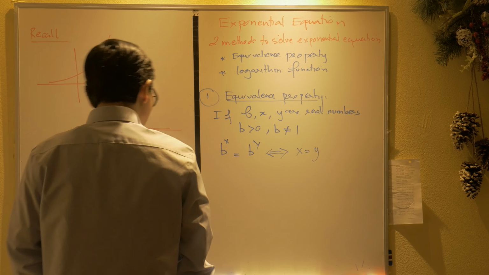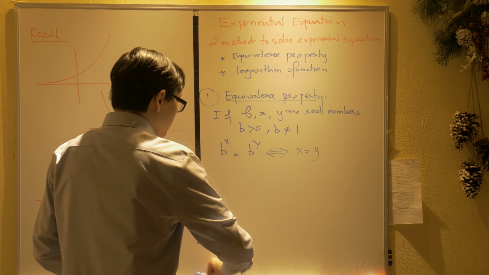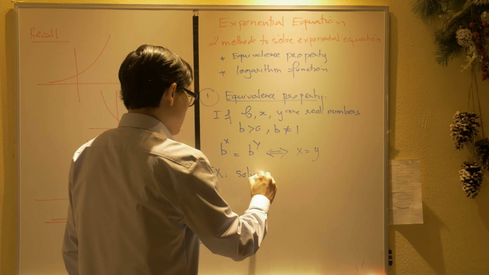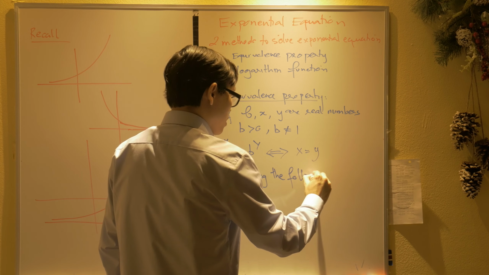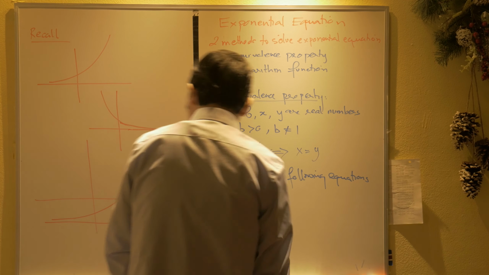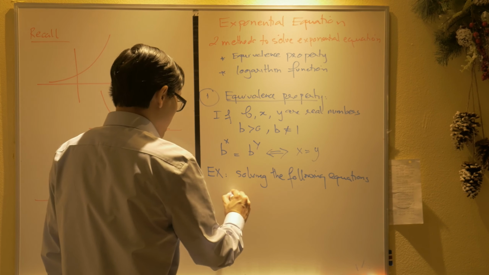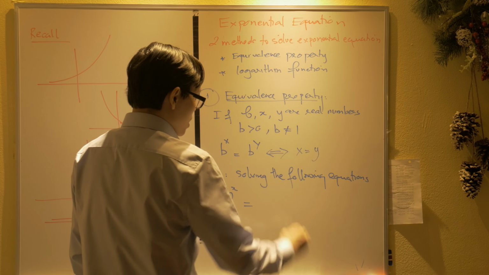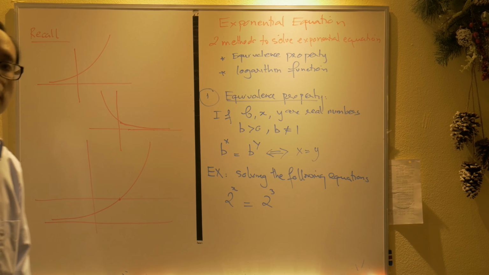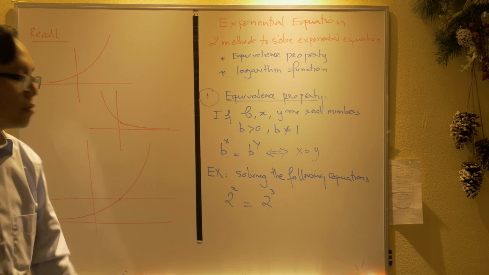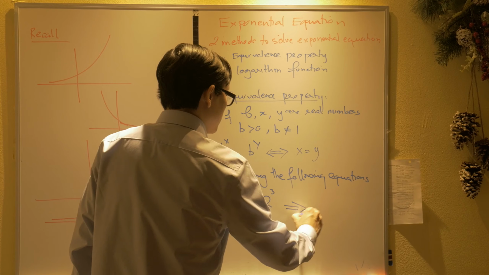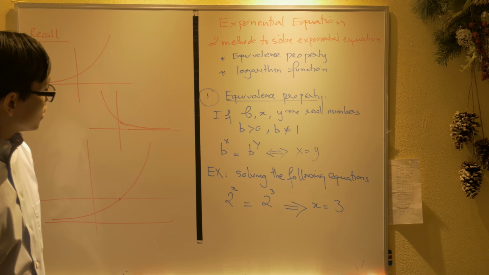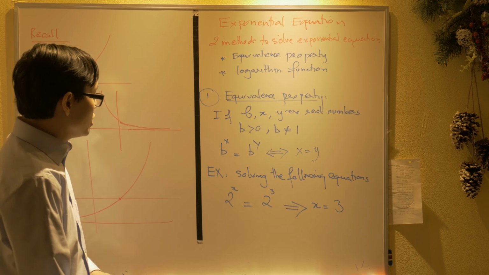For example, if I have something like this. Solve the following equation. I'm going to give you something simple. If I have 2 to the x, this is a power number, right, equal to 2 to the third power. So we have two power numbers and the base is 2, then I can set the exponents equal. So this implies x equal 3. There you go. Then we successfully solved for x already. This is a very simple exponential equation. I think this is the simplest one.